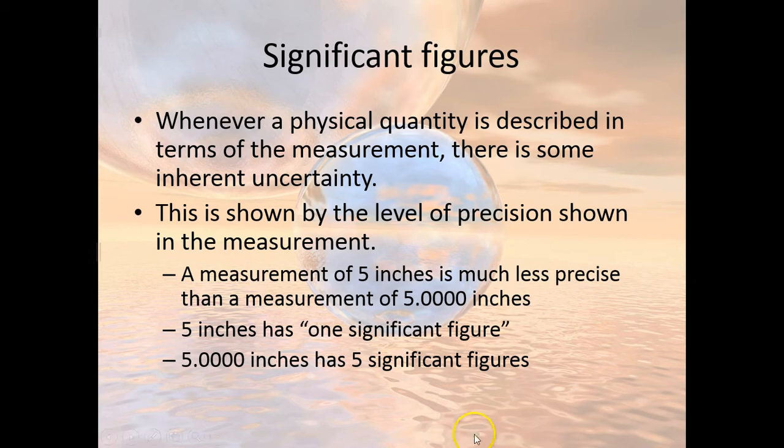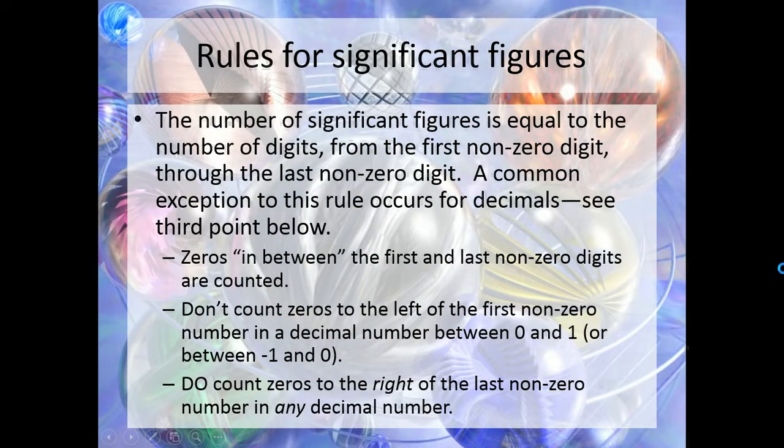For example, if you just write something as 5 inches, that's a lot less precise than saying that it's 5.0000 inches. The first one has one significant figure, the 5, whereas the next one has 5 significant figures, the 5, and then that 0, that 0, that 0, and don't forget, that 0. The idea here is that the 5 was rounded from somewhere between 4.5 and 5.5, and the 5.0000 was rounded from somewhere between 4.99995 and 5.00005.